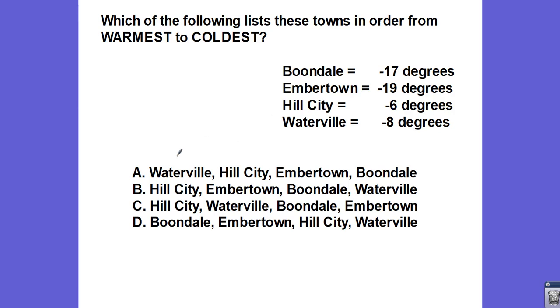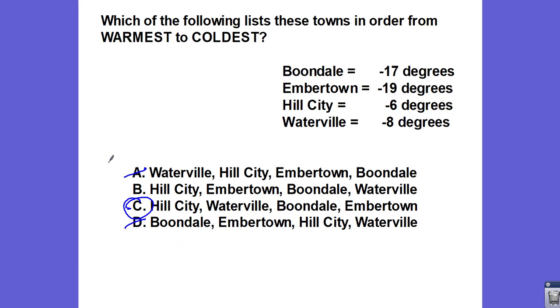So when I look down here at the bottom, I'm looking for the one that says Hill City first. So that means B and C. So A and D are both out. So now I look to the next one, and the next one is Waterville. So here's Hill City. The only other one that's got Waterville is C. So there's my answer, C.